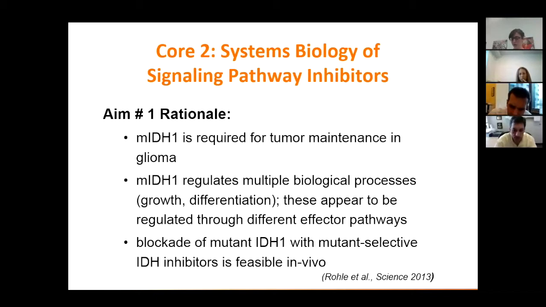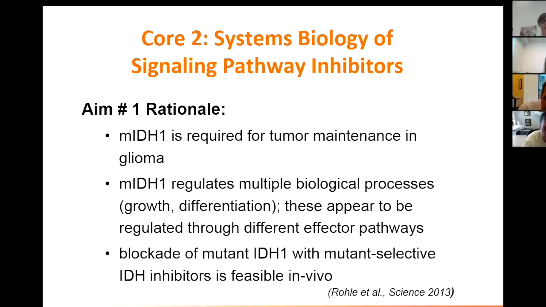And this metabolic gene, as you might imagine for a protein that's central to the normal metabolism of all of our cells in the body, regulates multiple biological processes, and not only growth, but also cellular differentiation. And these different aspects of biology appear to be regulated through different effector pathways.